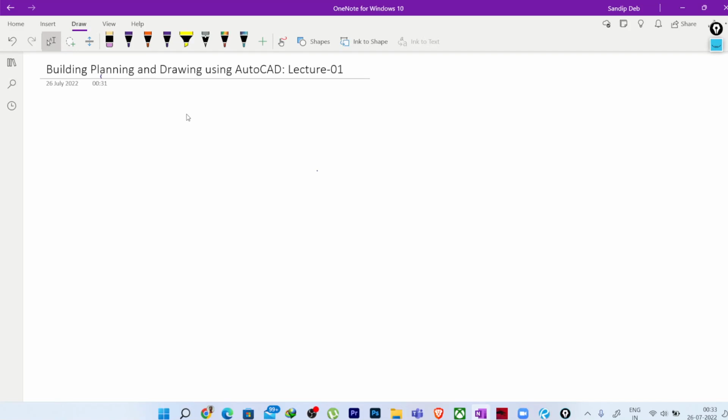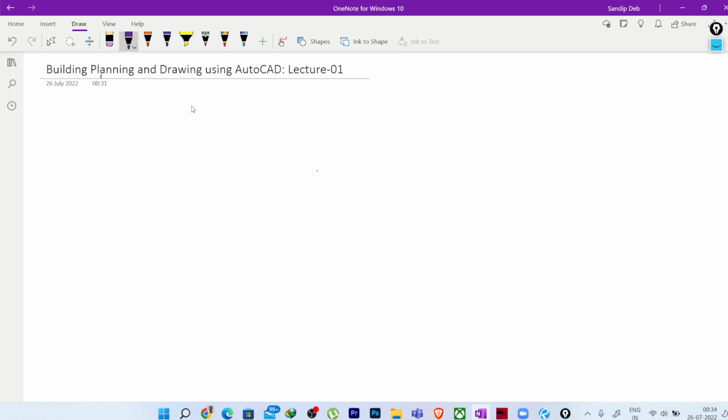Hello everyone, welcome to the first lecture of our course on building planning and drawing using AutoCAD. Obviously, this is a course in which we'll be using AutoCAD software for making the building plans and different other drawings. But before getting into the software part or the drawing part, we need to understand the basics of engineering drawing, which we have studied already in our engineering curriculum.